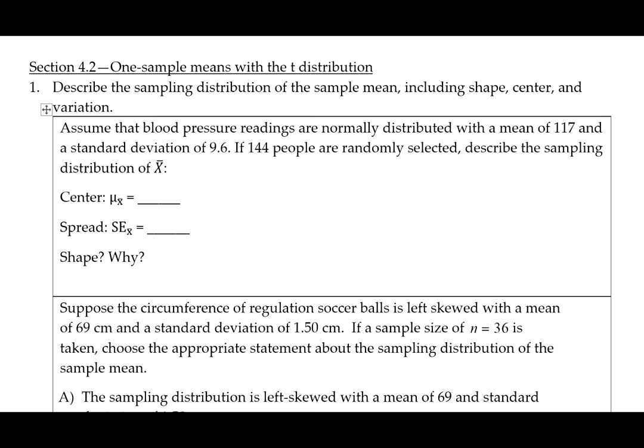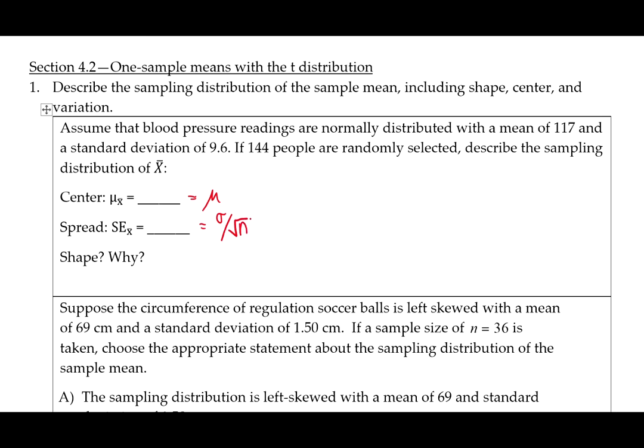So this mu sub X bar is the notation for the mean of the sampling distribution of X bar, and that is equal to mu. The spread or variation is the standard error of X bar, and that is equal to sigma divided by the square root of n.